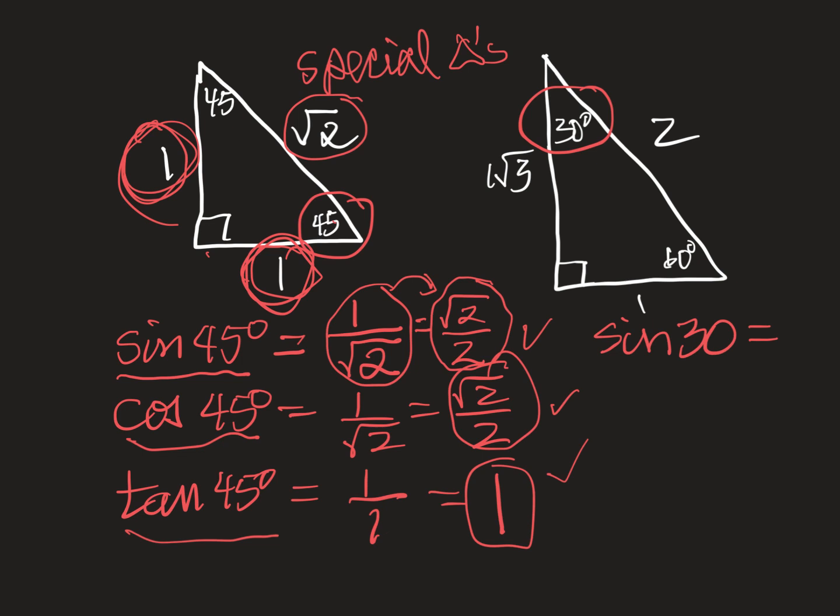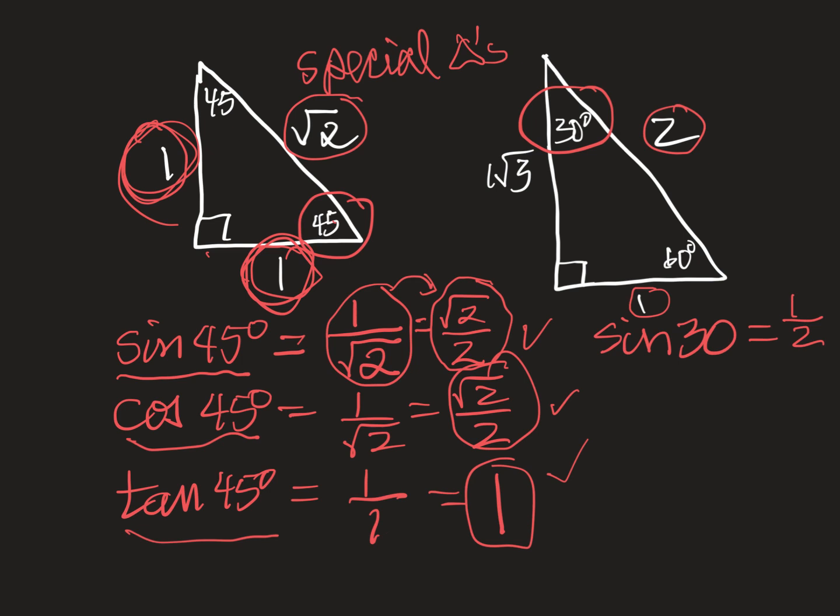Okay? The same thing happens when we go over to the 30, 60, 90 triangle. And so if we take the sine of 30 degrees, that's going to be the opposite over the hypotenuse. So it's 1/2. All right? So we never write 0.5. Okay? We always write 1/2.